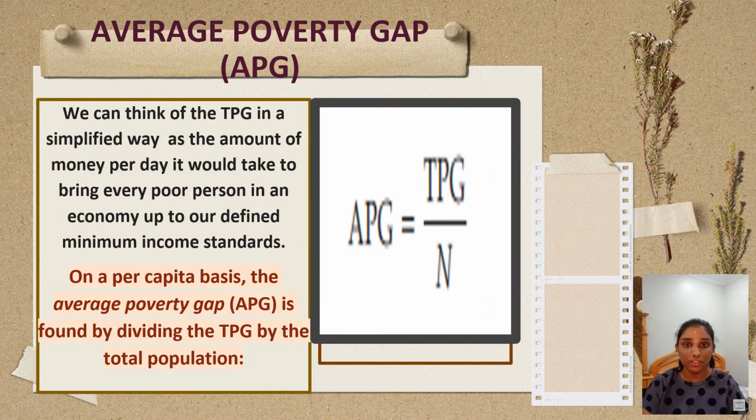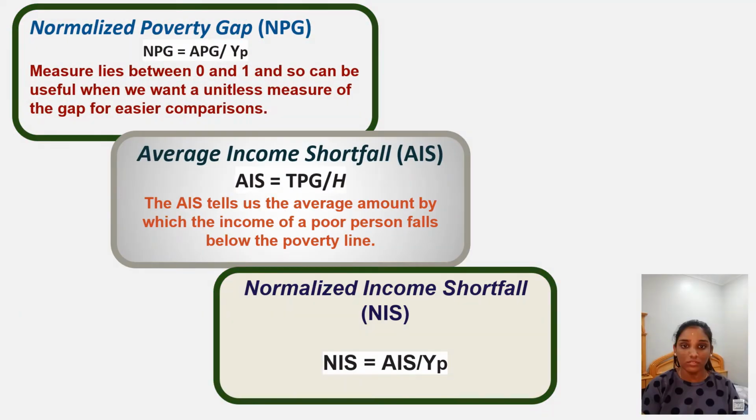We can think of the TPG in a simplified way. For example, no administrative costs or general equilibrium effects are accounted for. It is the amount of money per day it will take to bring every poor person in an economy up to our defined minimum income standards. On a per capita basis, the average poverty gap, which is APG, is found by dividing the TPG by the total population.